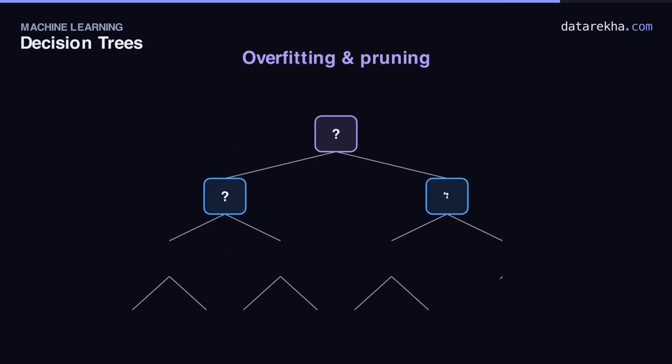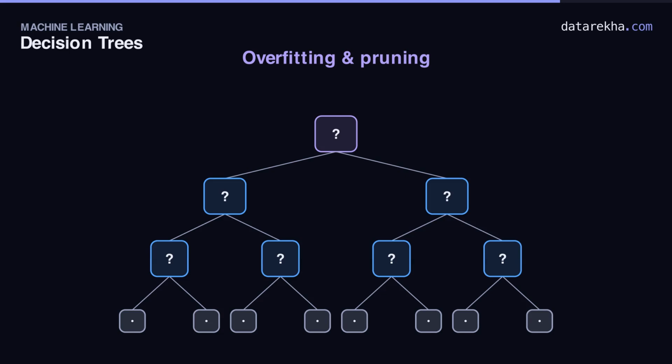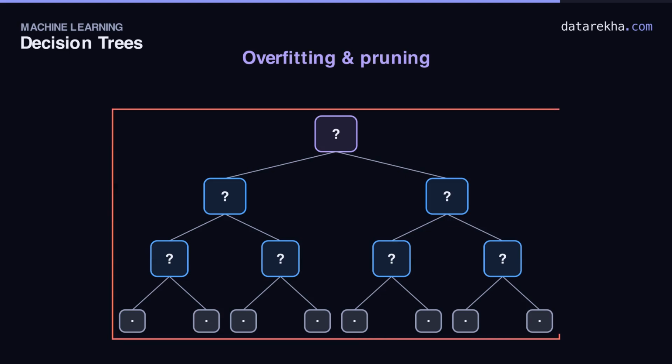Left unchecked, this greedy splitting has a dark side. A tree will happily keep asking questions until every leaf is perfectly pure. One sample per leaf if it must. Zero errors on the training data, and a disaster on new data. Such a deep tree has memorized the noise, not the pattern. That is overfitting, and decision trees are famously prone to it.